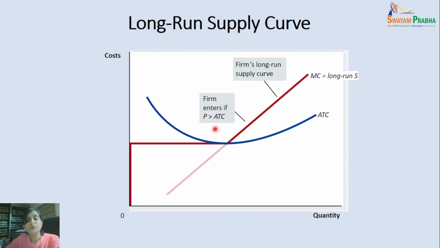Here the firm will come and produce and sell because its price is more than its average total cost of production. Below this, because the firm's average total cost of production is greater than the price, the firm will exit. The firm will not produce anything.